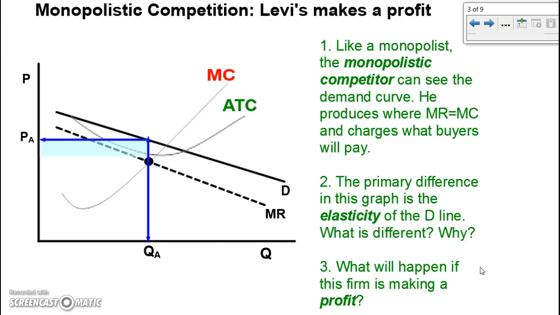We don't have two side-by-side graphs. We don't have a separate industry and firm graph, so we're just going to keep our analysis to this firm graph. What happens to the firm? If this firm is making a profit, most likely we know that other firms will enter the industry. And what will happen then is we will see a leftward shift in the demand for this particular firm's goods. Okay, so that's going to be the analysis for monopolistic competition.